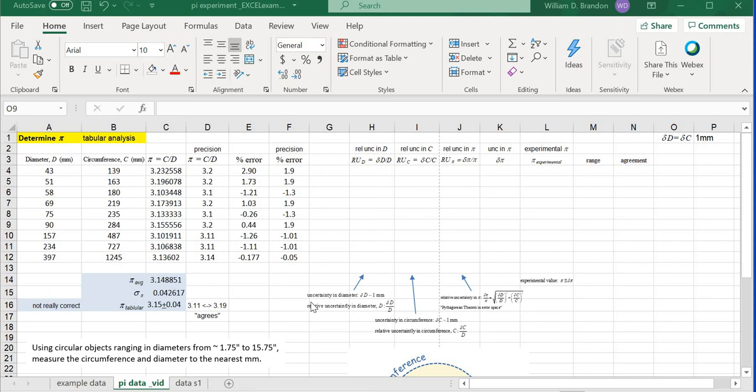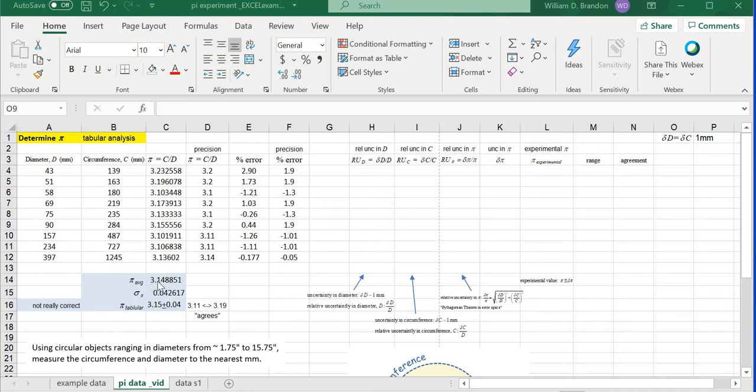Okay, let us proceed with a more in-depth tabular analysis of the pi experiment, the experiment where we measured the diameter and circumferences of various circular shaped objects. Earlier I did this table over here, and a very crude tabular analysis just involved calculating pi by taking the circumference over the diameter and then rounding it off to the correct precision based on the significant digits of the measurements. However, I also did this other method that's not really correct.